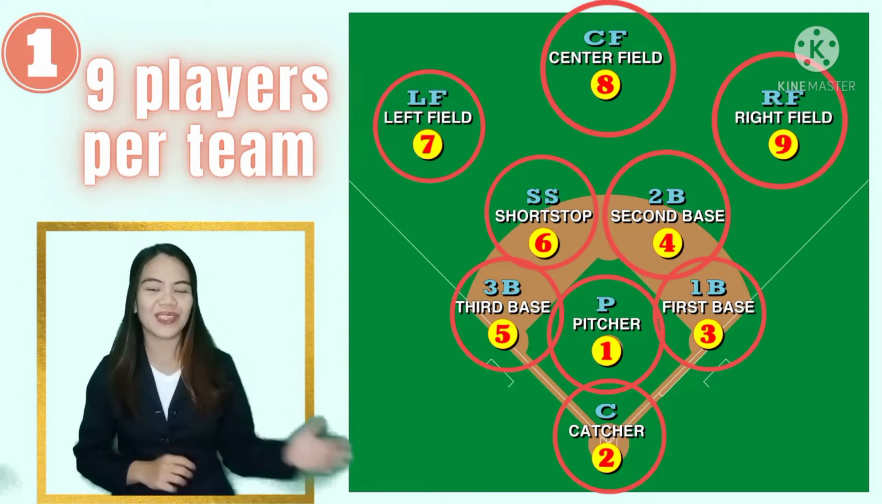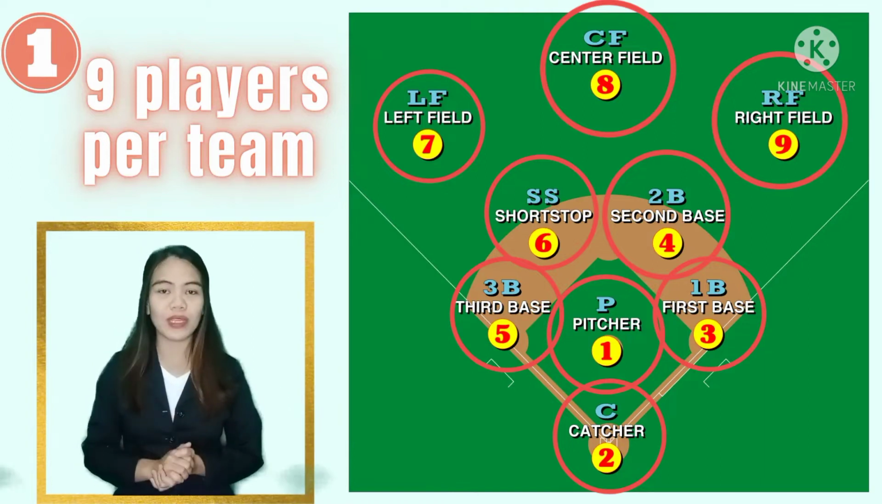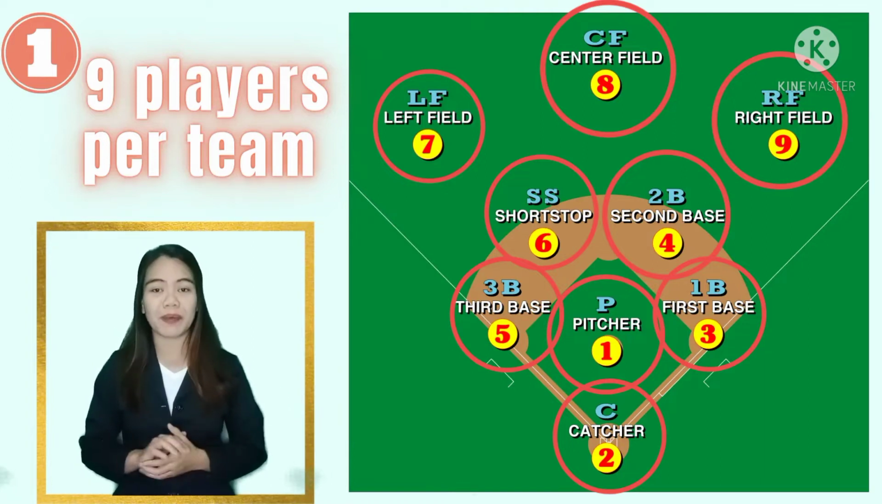position number 9. So again, let me repeat our first rule in softball. Only 9 players per team.